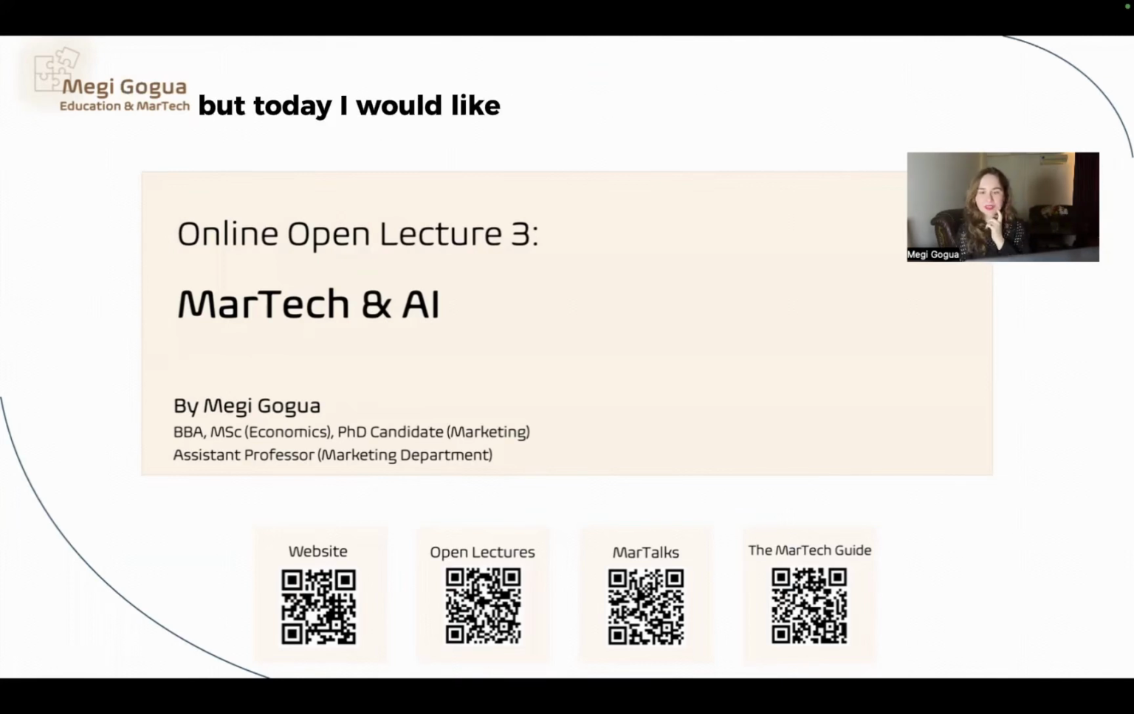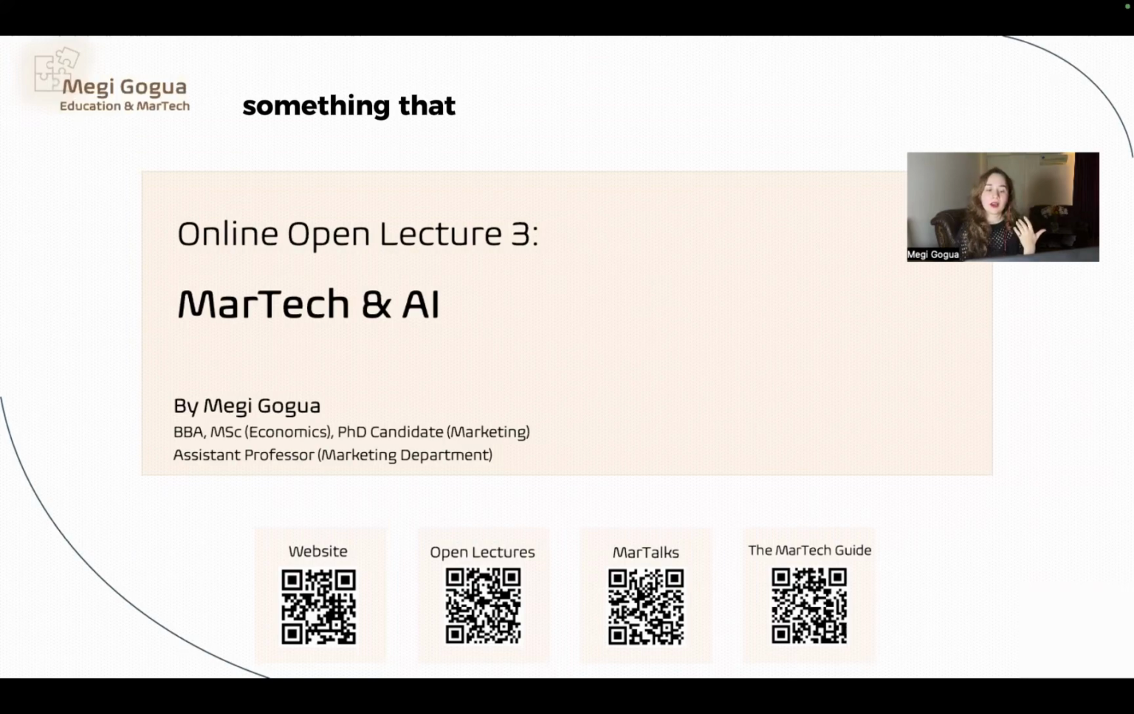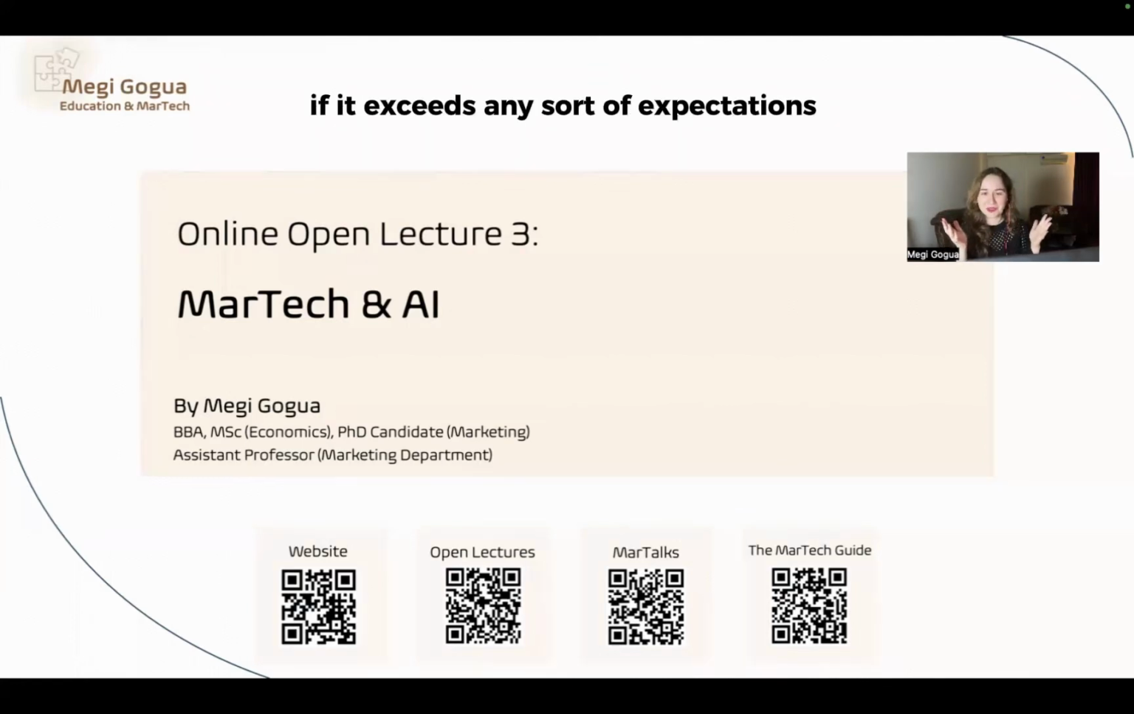But today, I would like to cover a very important topic within the frames of MarTech, which is AI, so artificial intelligence. Indeed, we all have our own opinions on whether we actually need artificial intelligence, whether it's scary or a very nice, good potential for us to move forward and be much more efficient, or at the same time, it's something that raises a lot of ethical questions and what are we supposed to do actually if it exceeds any sort of expectations, right?